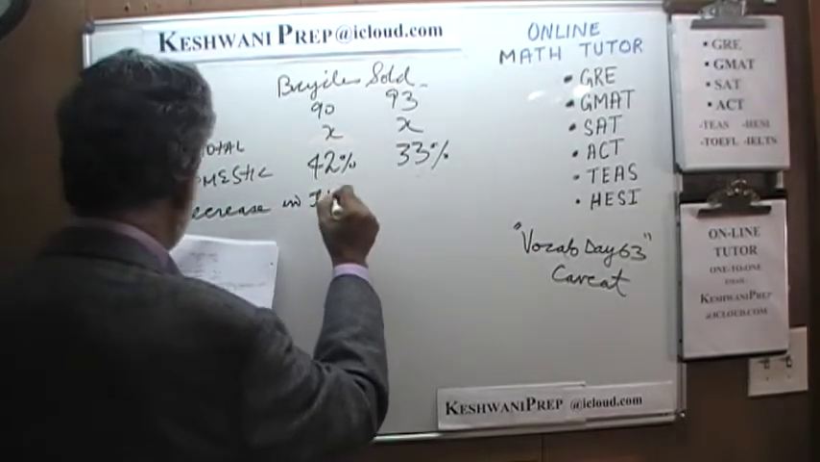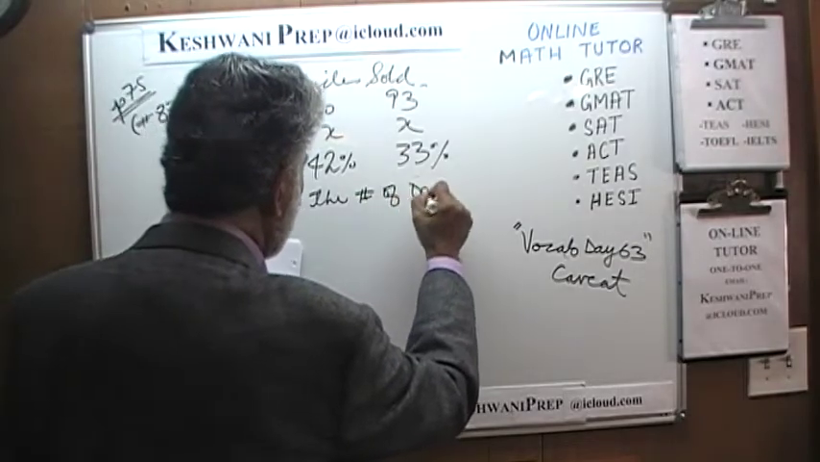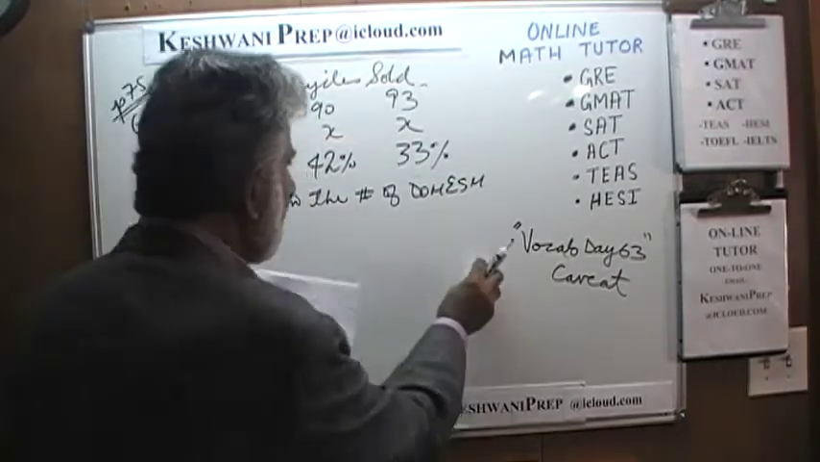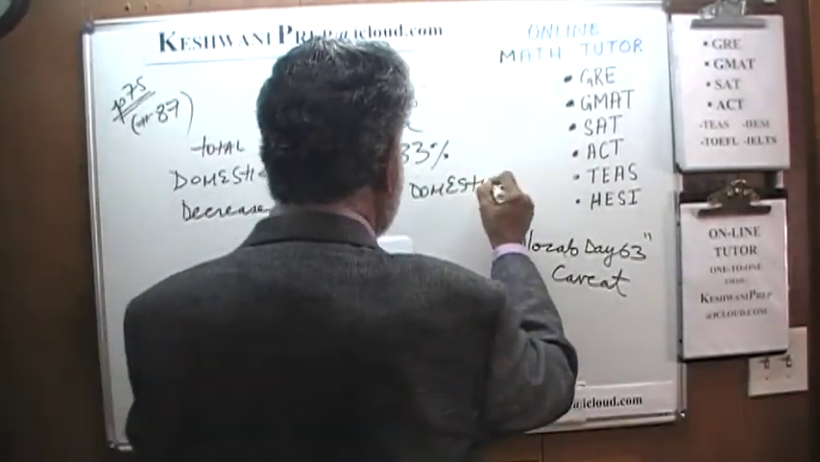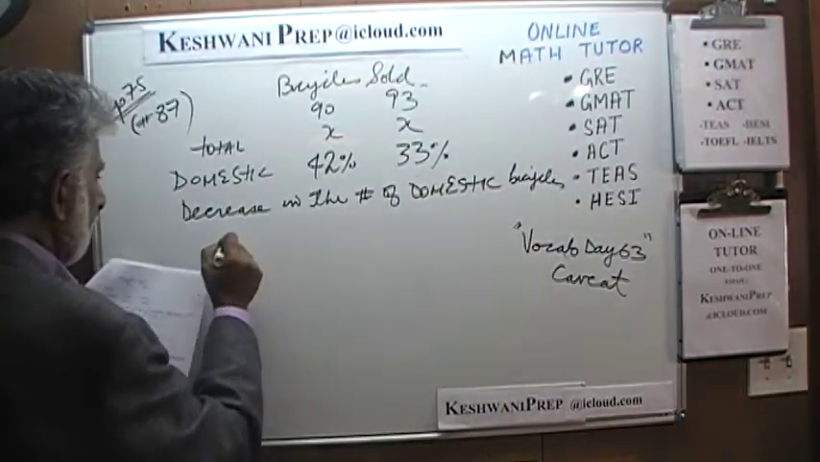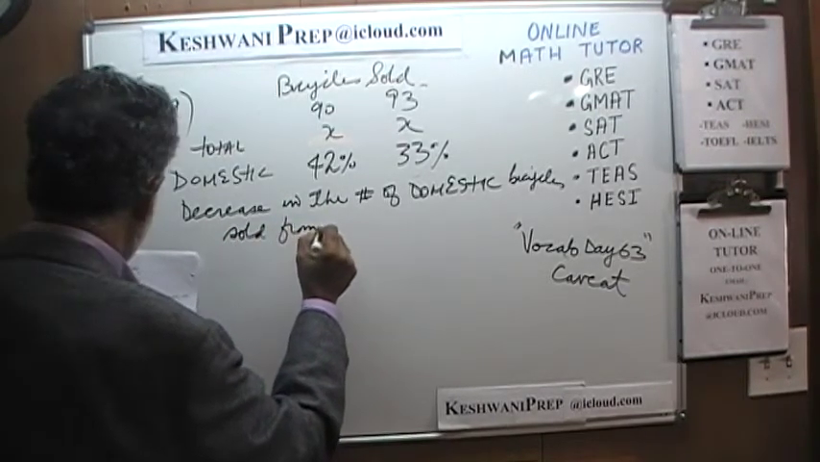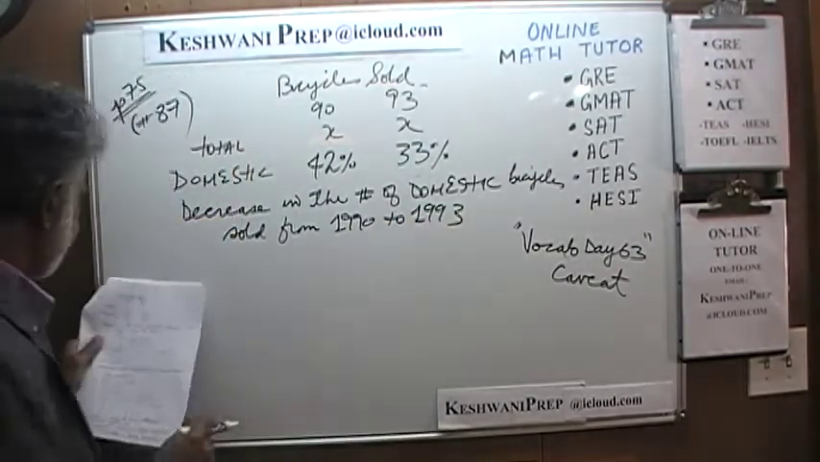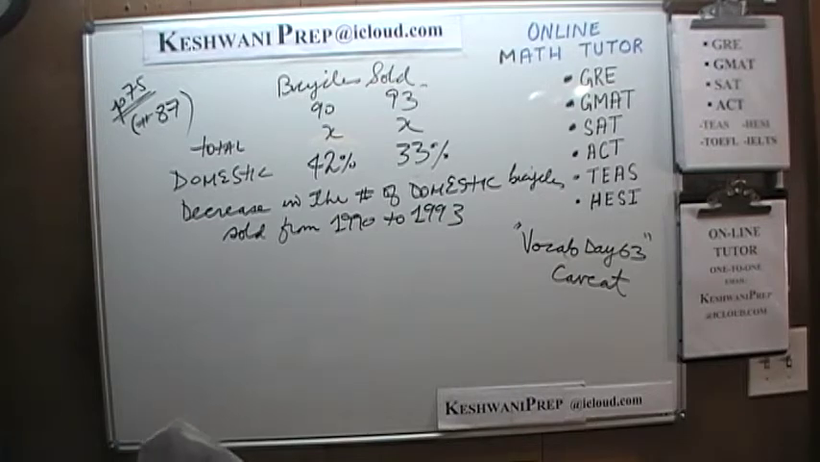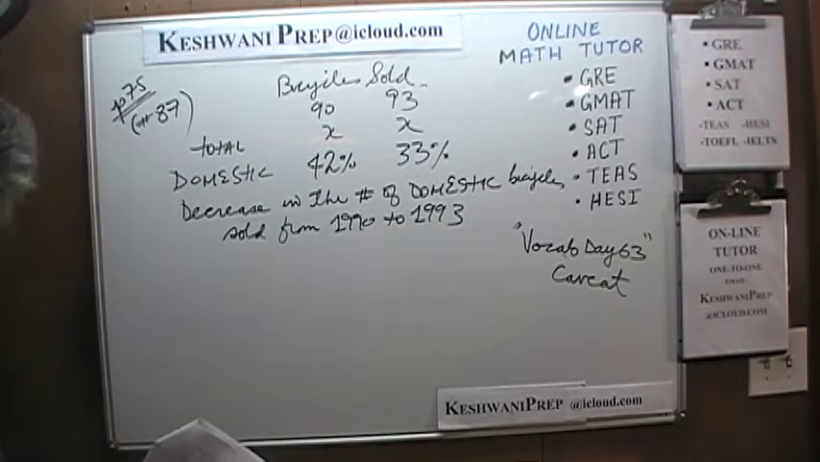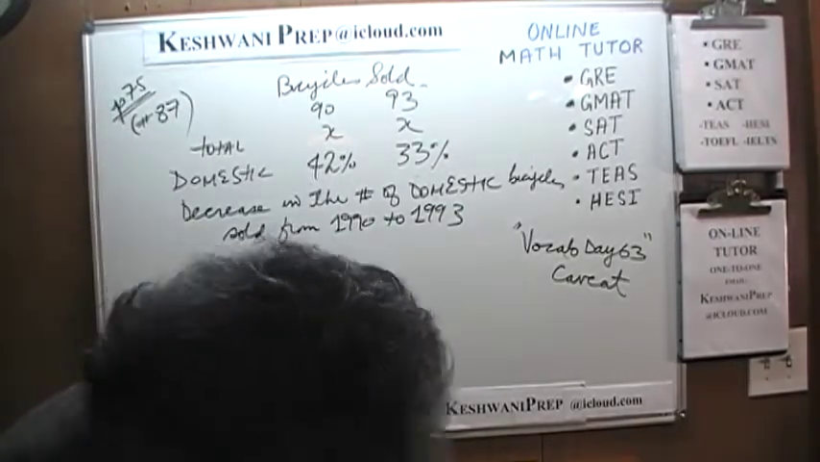in the number of domestic bicycles sold from 1990 to 1993? Well, it's a very straightforward problem. The reason why it's a very straightforward problem, it should say actually percentage decrease. Maybe I didn't write it properly.